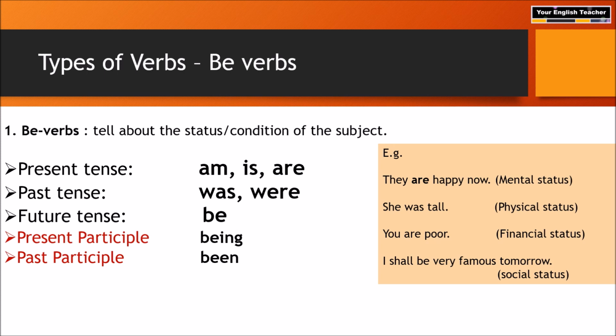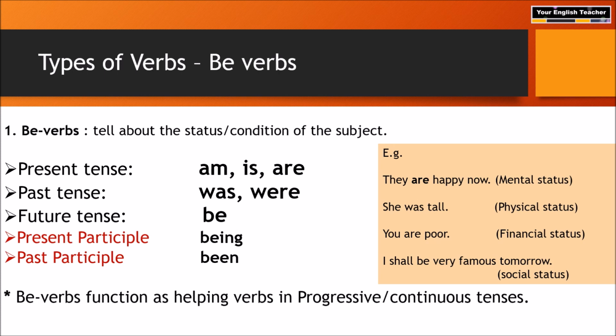She was tall. Here, the verb was is talking about the physical condition of the lady. She was tall. And you're poor. Here the verb are is talking about the financial condition or the financial status of the subject. And the last sentence you see, I shall be very famous tomorrow. Here the verb is be and it's talking about the social status. So like that, all the be verbs talk about only the status of the subject.